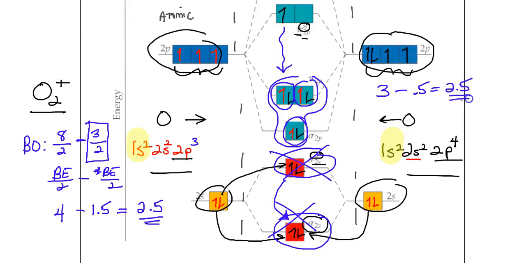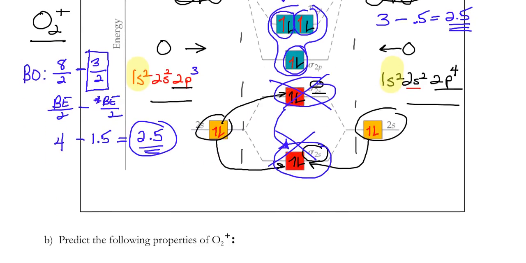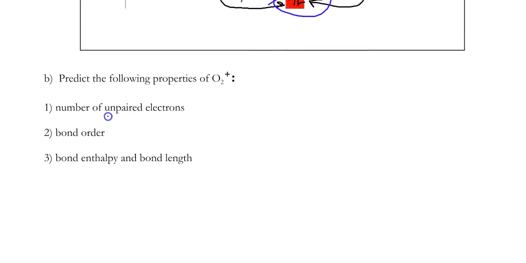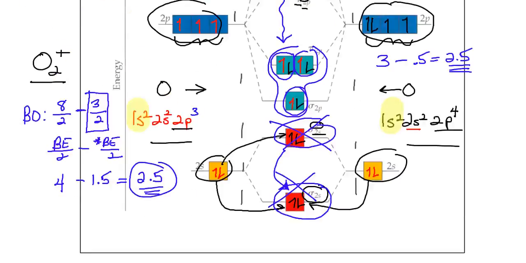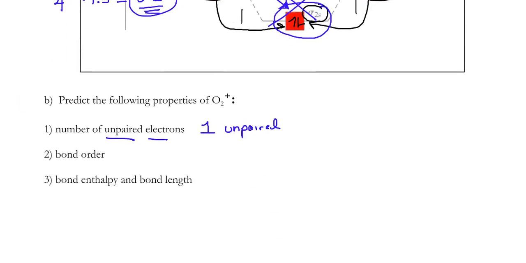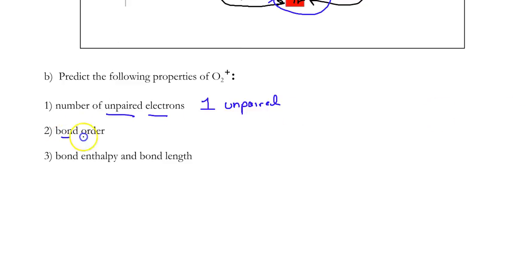I don't care how you think about it, but it's a nice little system to come up with a value of bond order. It tells me something about stability, bond lengths, and even bond energies. So predict the following properties. Number of unpaired electrons: based on this, we're going to have 1 unpaired. And of course, that 1 unpaired is going to be in the pi antibonding 2p orbital. The bond order we just got to be 2.5.